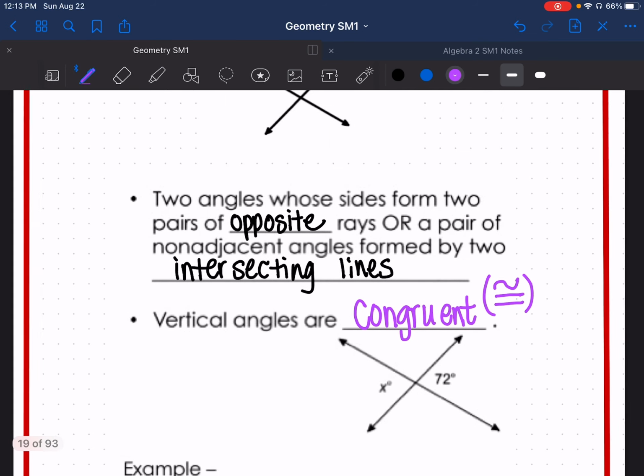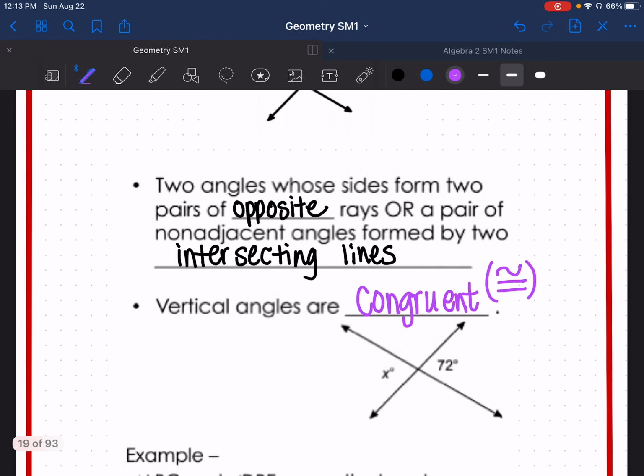When we are vertical, we must share a vertex and we must be on opposite sides of that vertex from each other. So notice they cannot share any sides. This angle here, which is 72 degrees, well, here, let me highlight it. This angle here in pink, which is 72 degrees, does not share anything but the vertex with this angle here, which is x degrees. This is what makes them vertical.